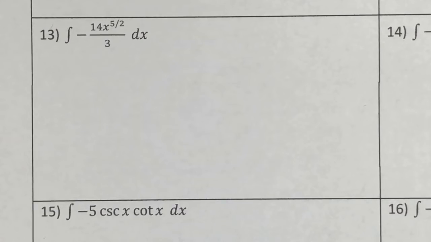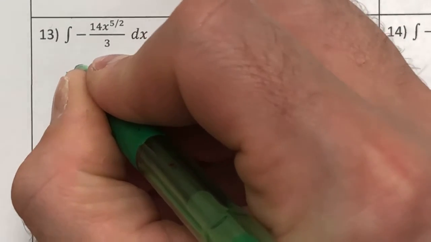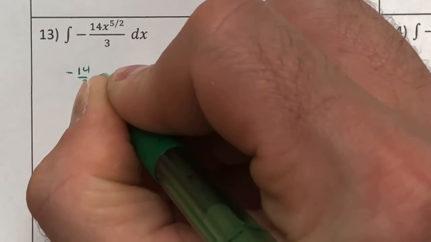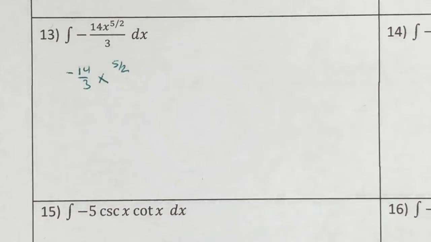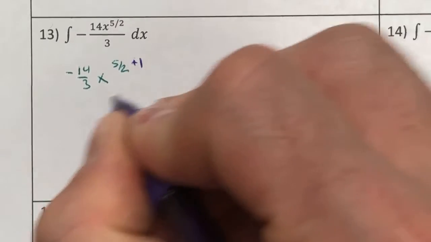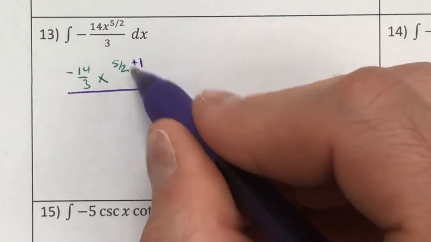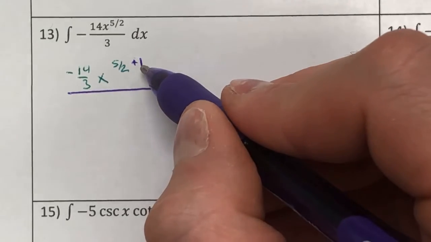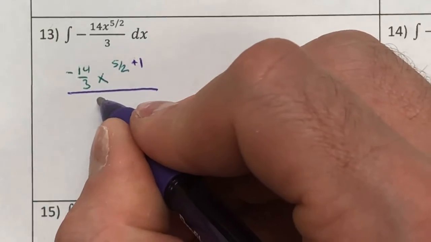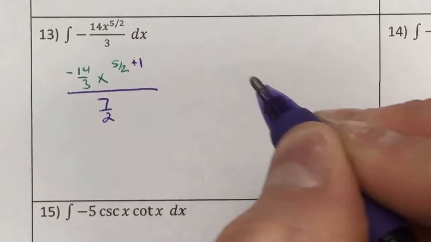Okay, so now that you've done that, let's go ahead and say I have a negative 14 thirds x to the 5 halves. I am going to add 1 to my 5 halves, and I'm going to divide it by whatever 5 halves plus 1 is. Now that plus 1 is going to be 2 halves, so I'm going to get 7 halves on the bottom there.